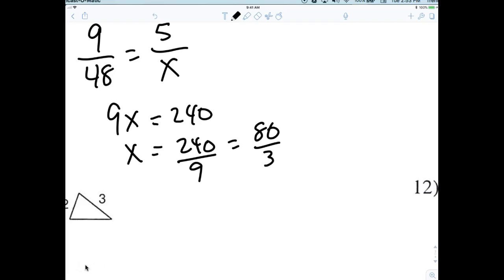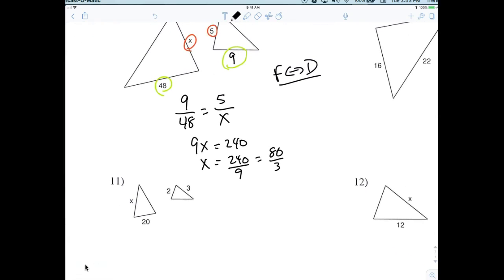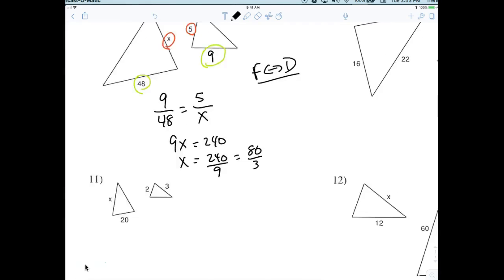3. There you go. 240 divided by 3 is 80, and 9 divided by 3 is 3. That's your answer. Does 3 go into 80 evenly? No. You leave it as an improper fraction, not mixed.